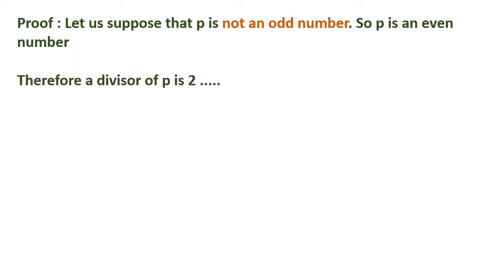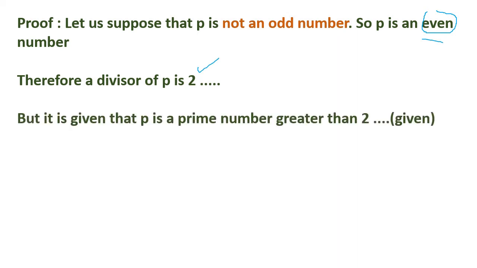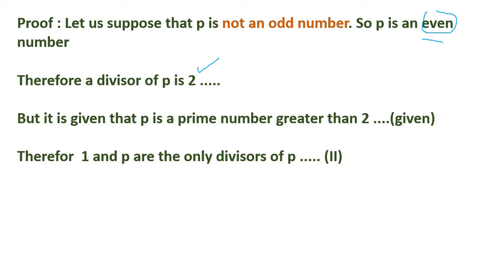If P is not an odd number, then P must be an even number. Only two types of numbers are there, odd and even. So if P is not an odd number, it must be an even number. If it is an even number, it must be divisible by 2. But the question says P is a prime number greater than 2. So that statement will not stand, that P is not an odd number because it is an even number. If it is an even number, it is divisible by 2. So that statement is contradictory.